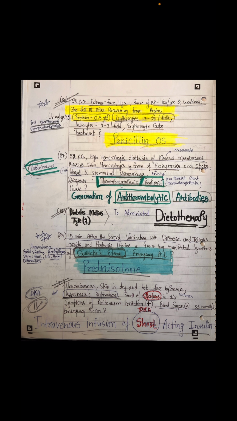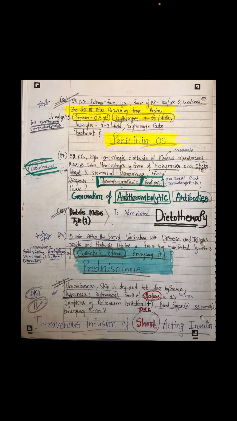So a 52-year-old patient complains about hemorrhagic diathesis of the mucous membrane, massive skin hemorrhages in the form of ecchymosis. So remember, ecchymosis is easy bruising of the skin, guys. This is also a hallmark finding for thrombocytopenia. However, this is associated with other conditions as well. Spots, nasal and stomach hemorrhages. So hemorrhages are there. Sometimes the patient will also complain about nosebleeds. The diagnosis the doctor has made here is thrombocytopenic purpura.